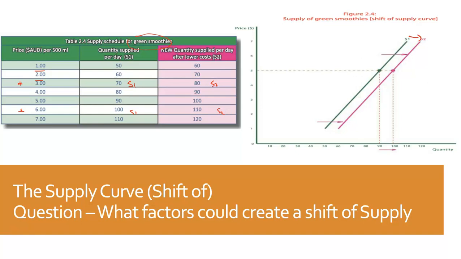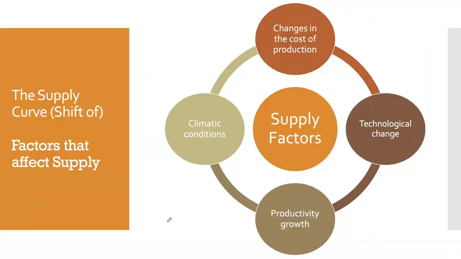So what could be a factor that could create this shift where at each price, I'm prepared to supply more? How am I going to get more profit out of each price? What could lead to that? Have a think about that. The factors that we're going to talk about are these ones: changes in the cost of production, technology changes, productivity growth, and climatic conditions. All of these change the willingness and ability for suppliers to supply their goods for sale.